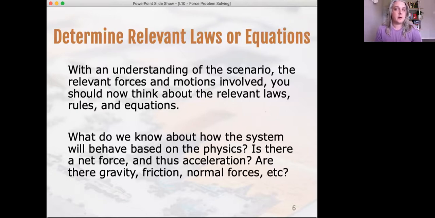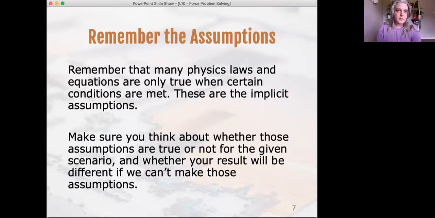Do we know that we've got constant acceleration? In which case we can use the kinematic equations. Do we know that we've got constant velocity? Then we don't need the kinematic equations. We can just go straight to our velocity equation, v equals change in displacement over change in time, and rearrangements of that. Do we have forces due to gravity, due to friction, due to normal force? What kind of forces are there, and what rules and equations have we got for those? So thinking about all of those, making sure we've covered all the bases there.